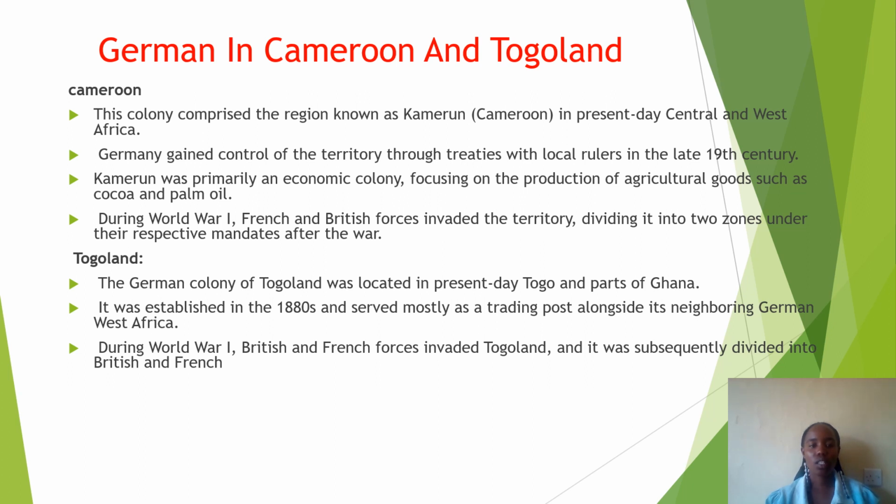Togoland, the German colony of Togoland, was located in present-day Togo and parts of Ghana. It was established in the 1880s and served mostly as a trading post alongside its neighboring German colonies in West Africa. During World War I, British and French forces invaded Togoland. It was subsequently divided between the British and French.